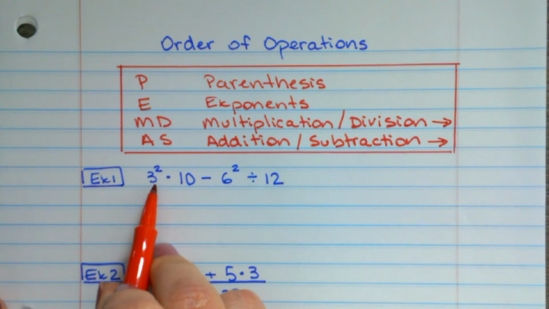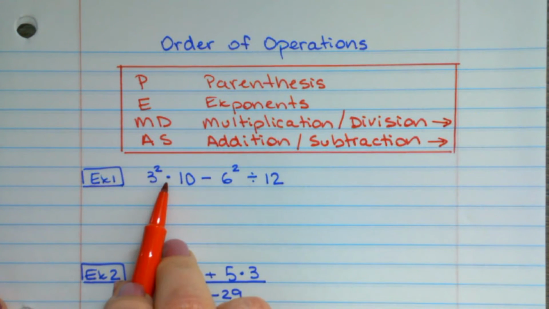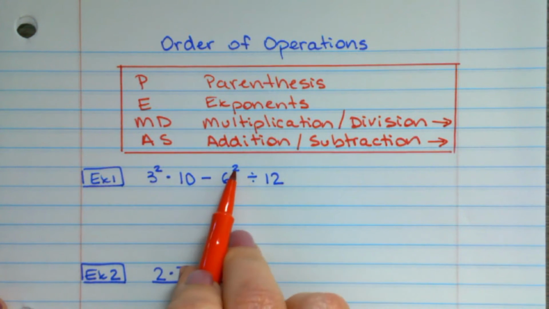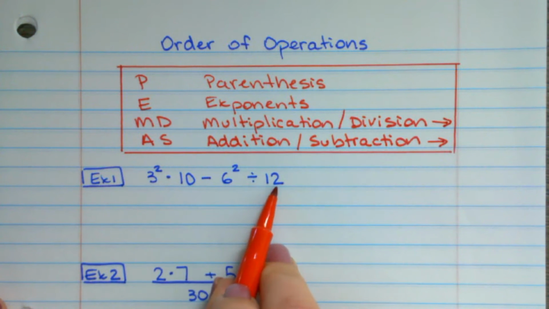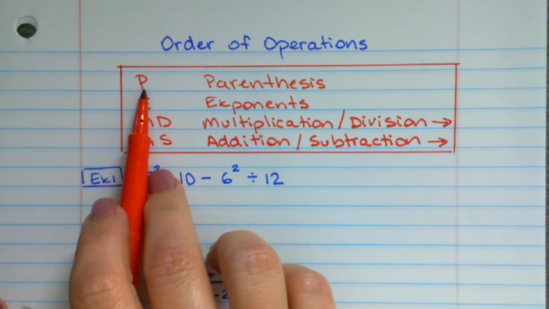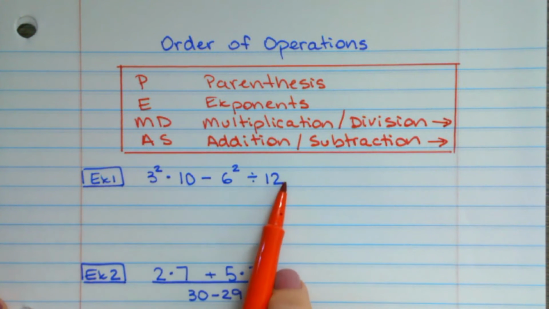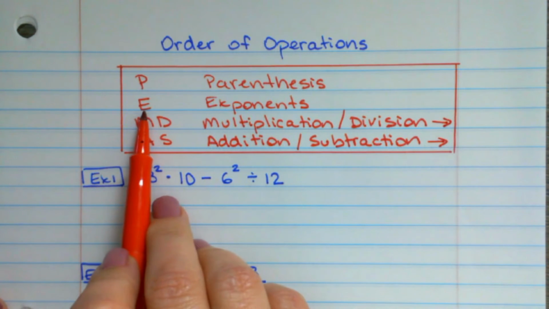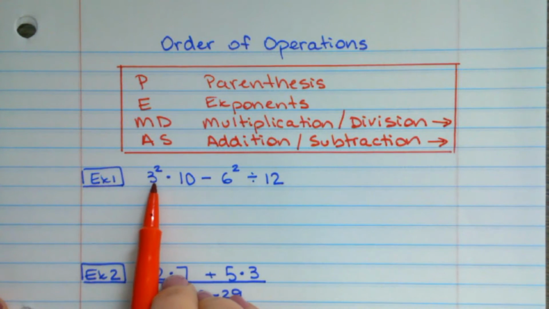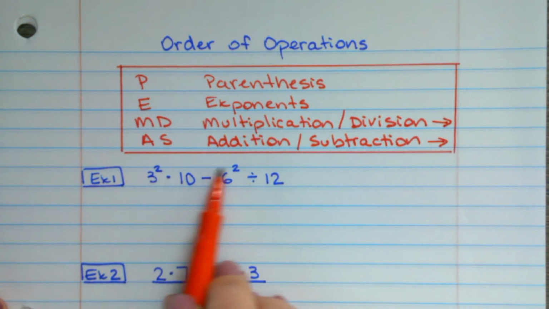The first one, here we have 3 squared times 10 minus 6 squared divided by 12. So first thing I would have to do is take care of the parentheses, but we don't have any parentheses here. So we go to the next one, exponents. So I will take care of both exponents.